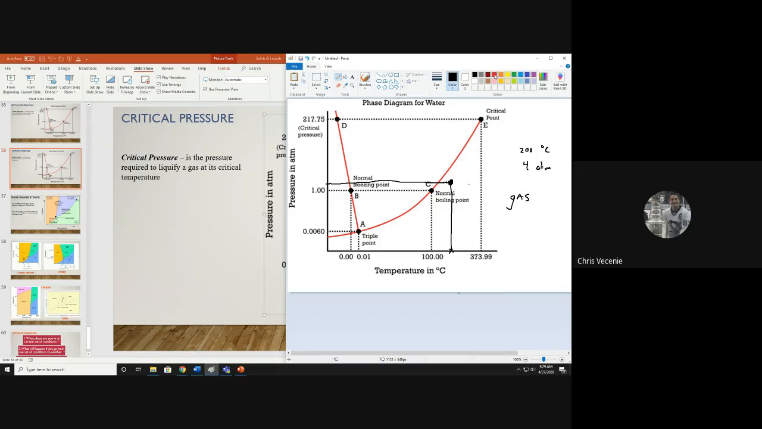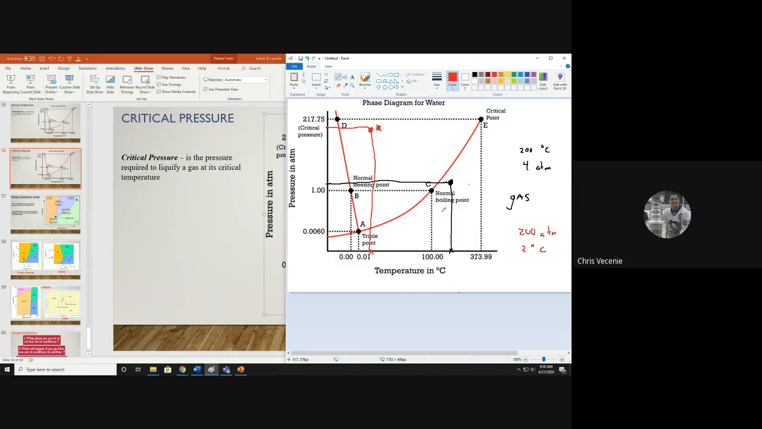I could say something like, hey, at 200 atmospheres and 2 degrees Celsius, what are you in? And you'd say, okay, 2 degrees Celsius, we're pretty much right down here. 200 atmospheres, we're way up here. So that means we're talking about this point, 2 degrees and 200, trace over. So we're talking about that point right there. All right, where am I at?